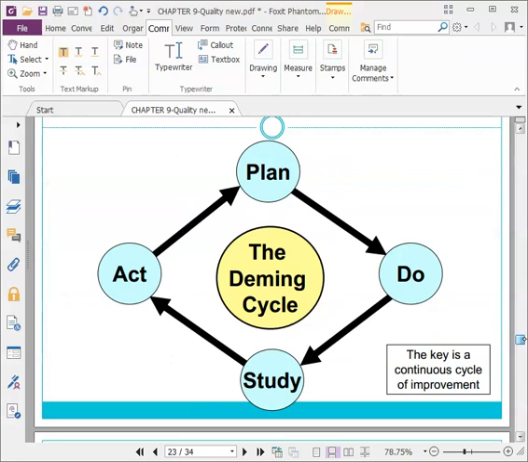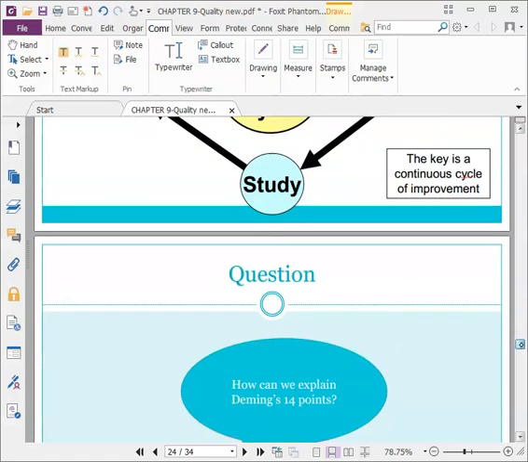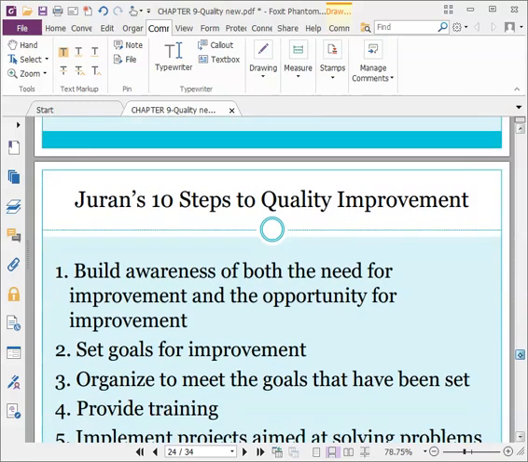So kita tengok the main cycle, plan first, do, and then study, act. The key is a continuous cycle of improvement. Okay. The main cycle. Okay. Kita plan, do, study, act. Jadi lepas kita dah buat tu kita tengok balik. Baru kita act. Okay. Based on the main 14 points.